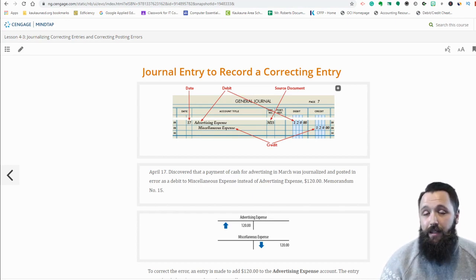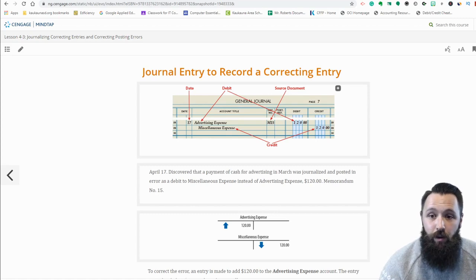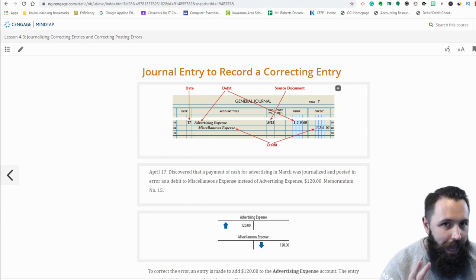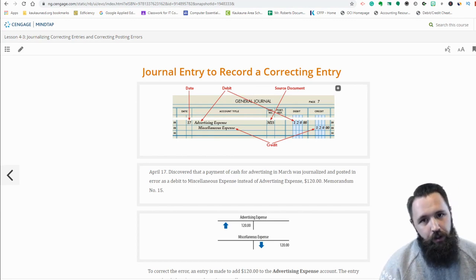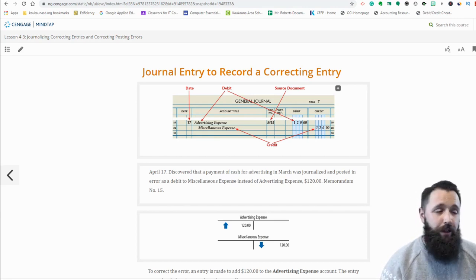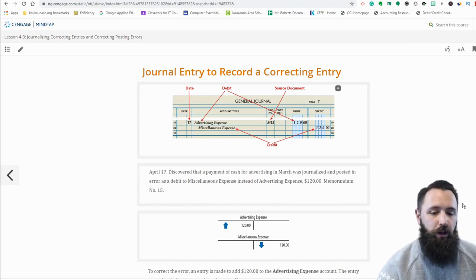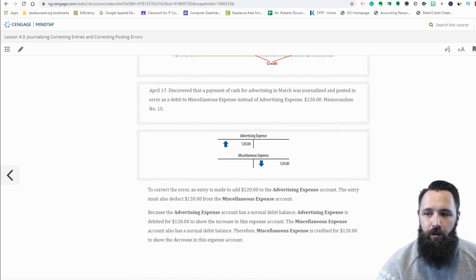So when you look here at the transaction that we have, we put in our date, then we put in advertising expense because we're going to increase that. So we're going to debit it. And we put in our miscellaneous expense. We credit that because we're doing the opposite. And then we put in our source document, okay? And remember that source document is going to be a memorandum because it allows us to write in what exactly occurred. So this is just kind of walking us through that.